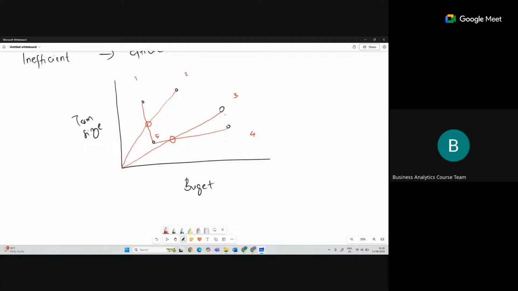So the reference units for DMU3 are 5 and 4. Right? The reference units for DMU2 are 1 and 5. Is this fine? Yes, sir.